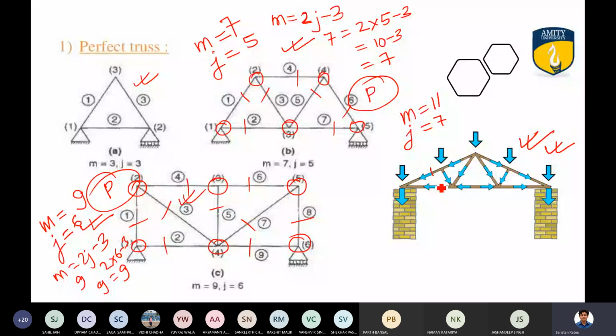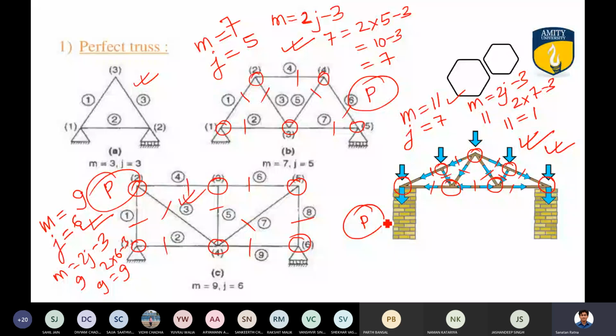Now, such questions may come in the exam, and you will have to use the formula M is equal to 2J minus 3 and determine whether the truss is perfect, imperfect, whether it is deficient, or whether it is redundant. Now, come to the other slide. Let us see some more questions here.